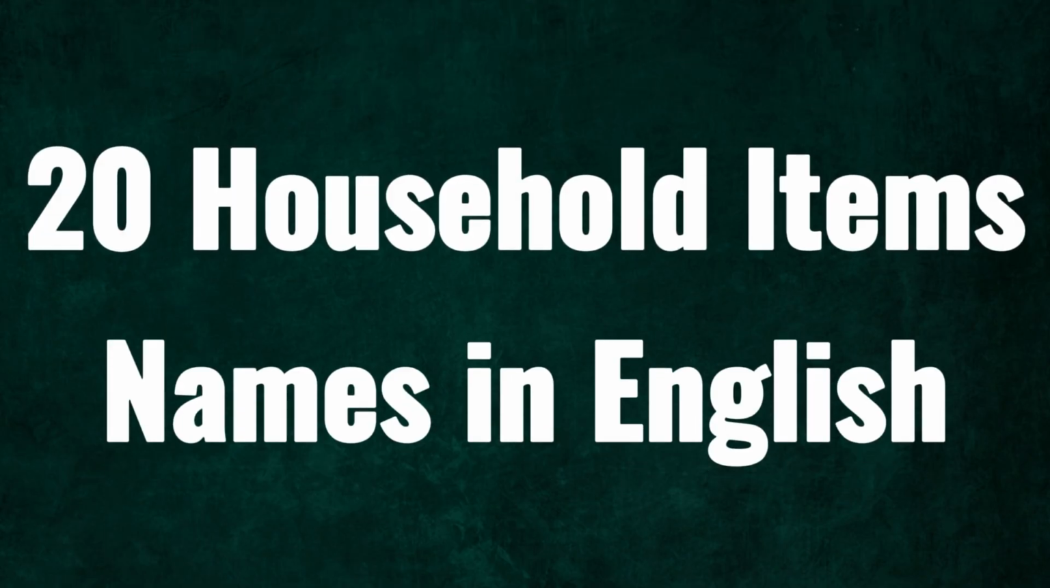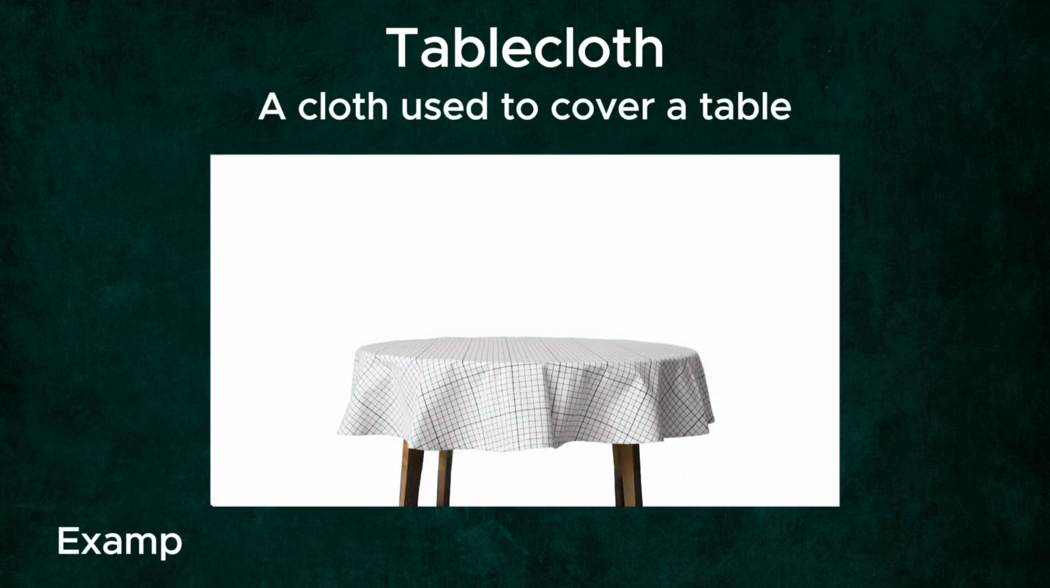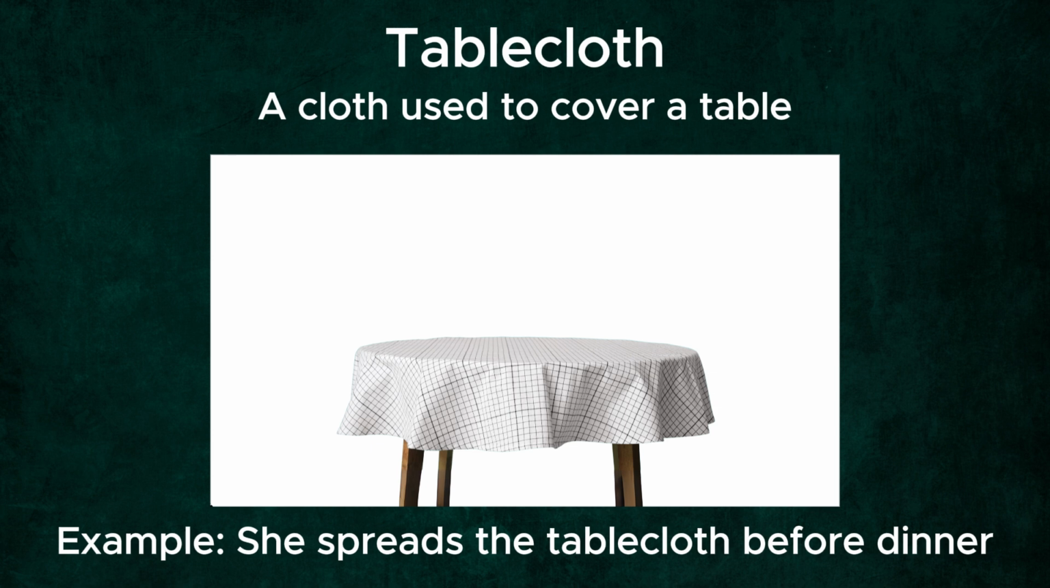20 household items names in English. Tablecloth. A cloth used to cover a table. Example, she spreads the tablecloth before dinner.